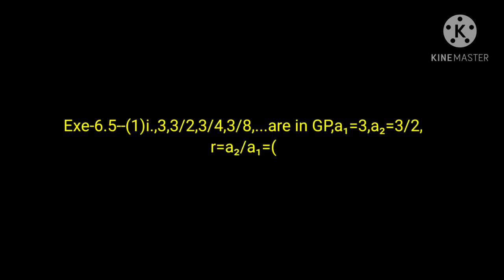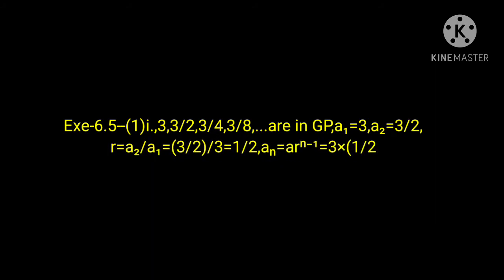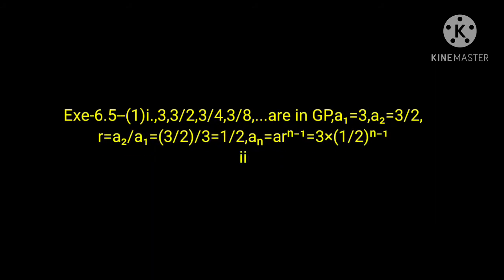Next, a1 is 3 and a2 is equal to 3 by 2. Then we have to find the common ratio: a2 by a1 is equal to 3 by 2 by 3, 3 cancels, so 1 by 2. And the nth term an is equal to a into r to the power of n minus 1, that is equal to a is 3 and r is 1 by 2 whole power n minus 1. That is the answer.